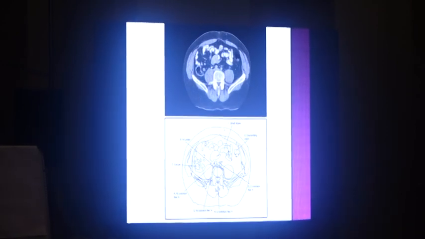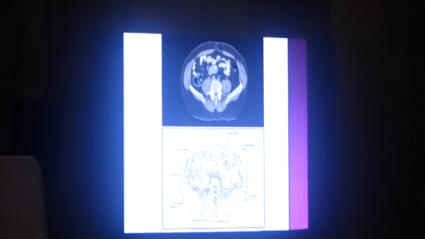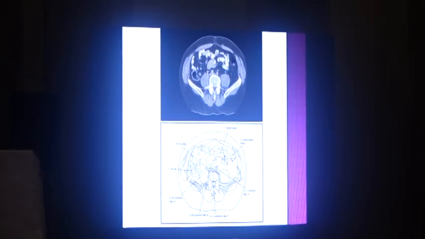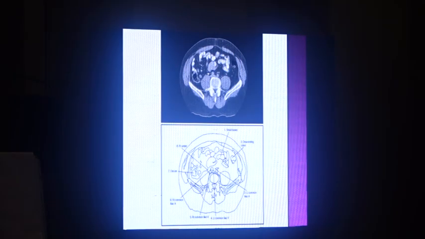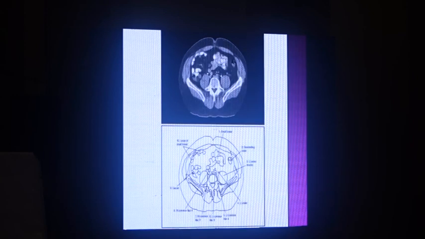Again, we can see the small bowels. Now, yeah, this is descending colon. Again, this is descending colon. Now we can see the right ureter as well as the upper ureter.